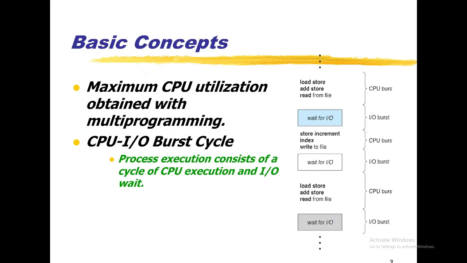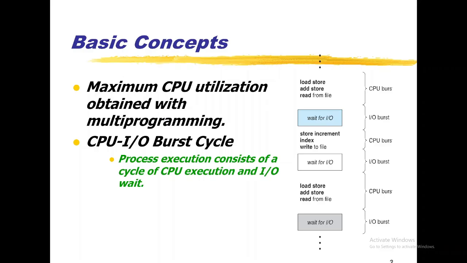Now, the basic concept of a computer system is that you first of all have to load data. You have to store it from file. This is what we call CPU operations or CPU burst. Within the CPU burst, there is an execution of a process where it loads, it adds, it reads from files. The CPU is making certain decisions based on the program that was written.